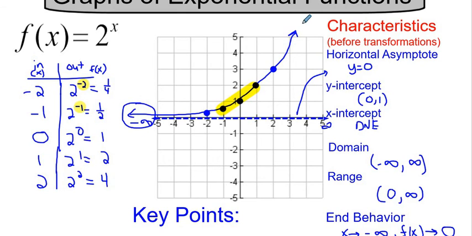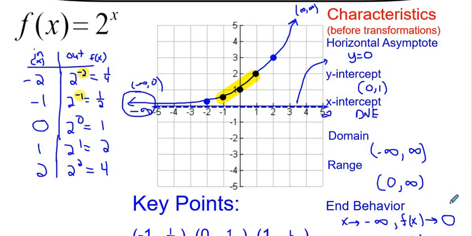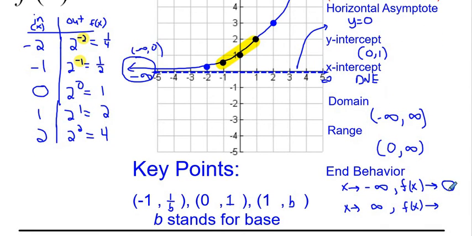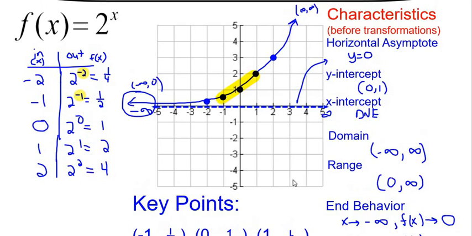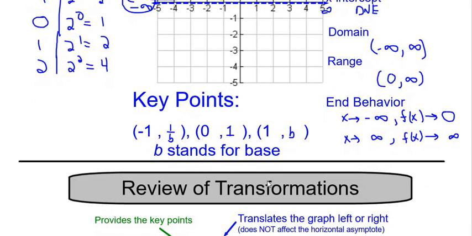The original graph at infinity, you can see that it's going to infinity. But keep in mind at negative infinity, this is going to the horizontal asymptote. So as x goes to negative infinity, f of x goes to 0. As x goes to infinity, f of x goes to infinity. So what else do we need to worry about? Well, we need to review our transformations.